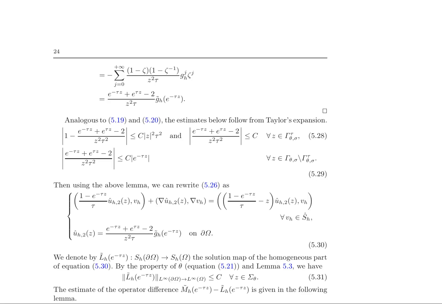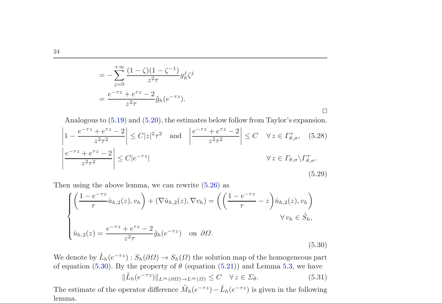The authors of the research paper present a series of estimates and lemmas related to the solution of a homogeneous equation on a bounded domain Ω. They derive bounds on the solution operator L_h(e^{-τz}) and the operator difference M_h(e^{-τz}) − L_h(e^{-τz}). The estimate in equation 5.28 follows from Taylor's expansion and is used to rewrite equation 5.26 as equation 5.30, which defines the solution map L_h(e^{-τz}) of the homogeneous part of the equation.